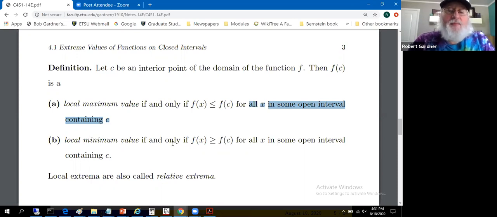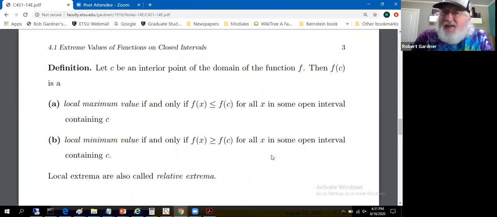Local minimum, if on some open interval we have that inequality reversed. So now we've got for all x values in an open interval containing C, f of x is greater than or equal to f of C. So the function doesn't get strictly less than f of C nearby, near C. That's what the open interval stuff gives you.